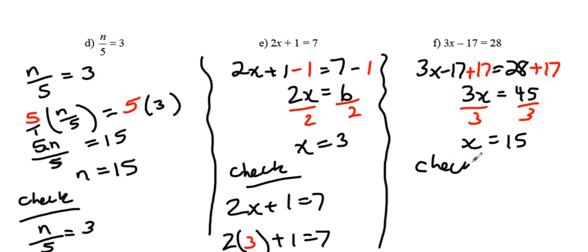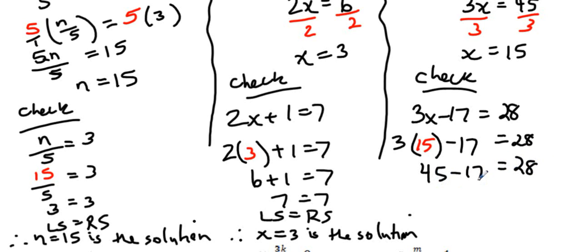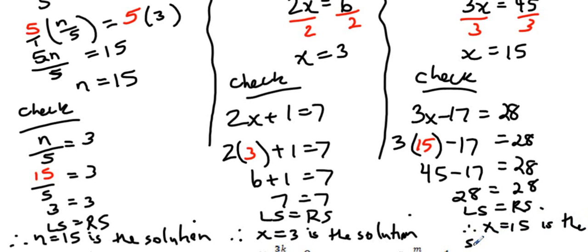We're going to check that one. 3x minus 17 equals 28. Substitute in 15 for x. Let's see, 3 times 15 is 45. 45 minus 17 is 28. Left side equals right side. Therefore, x equals 15 is the solution. So hopefully you got that right. If you're having difficulty with these more complicated ones, please pause the video and come and ask me some questions.